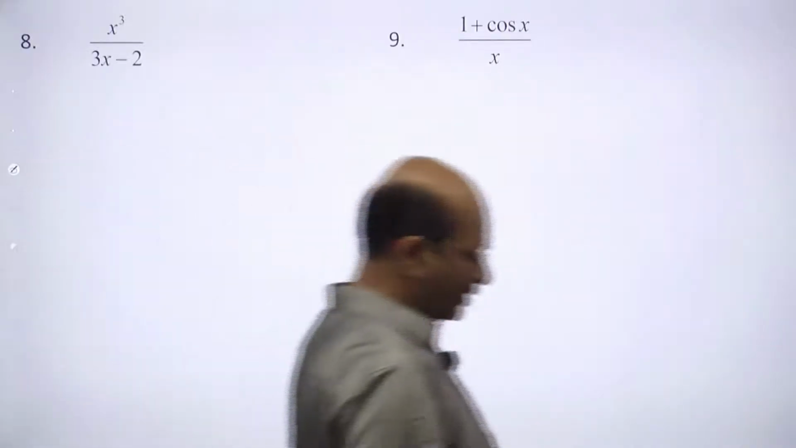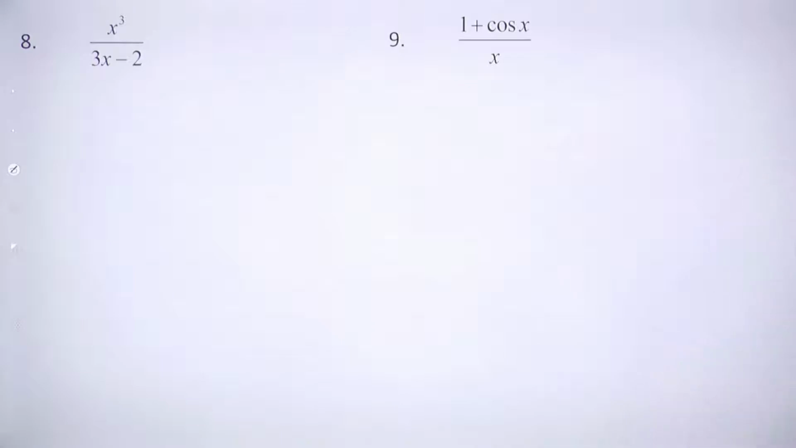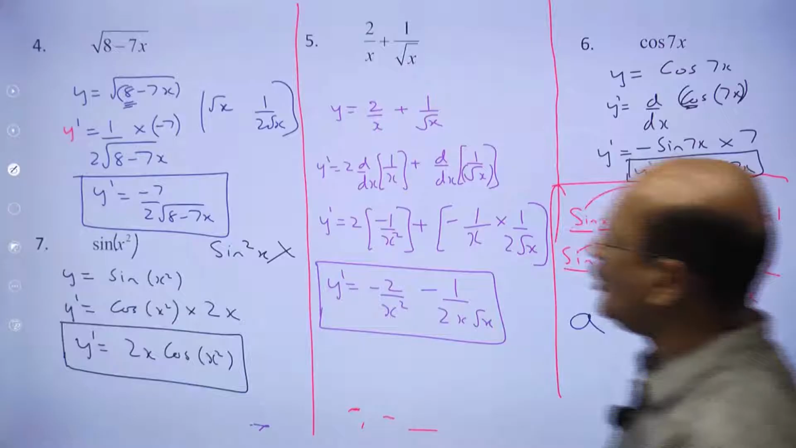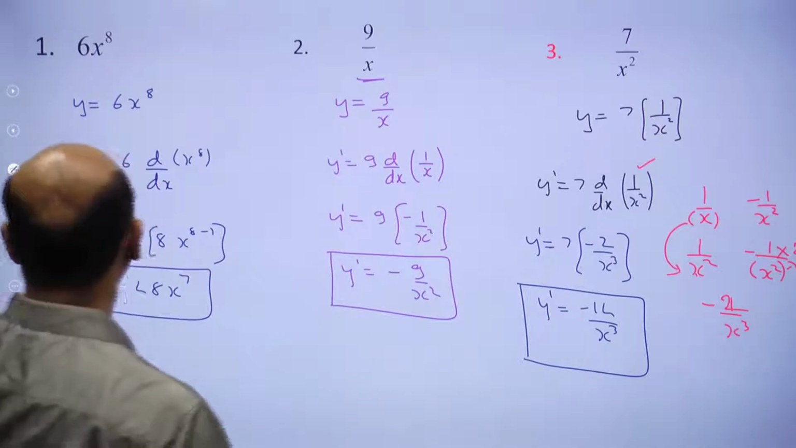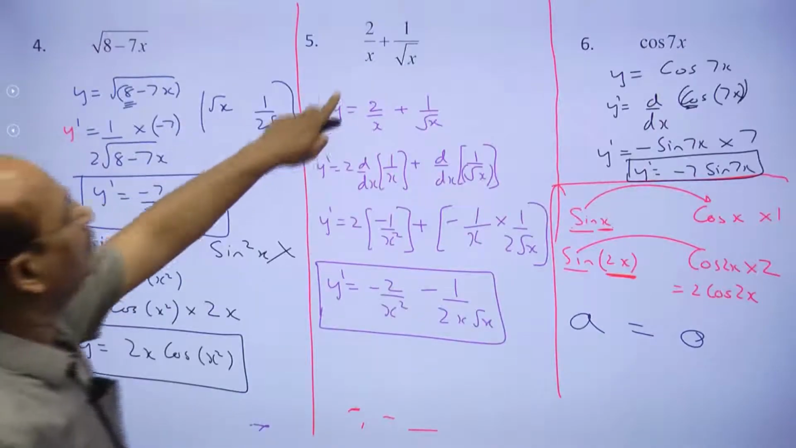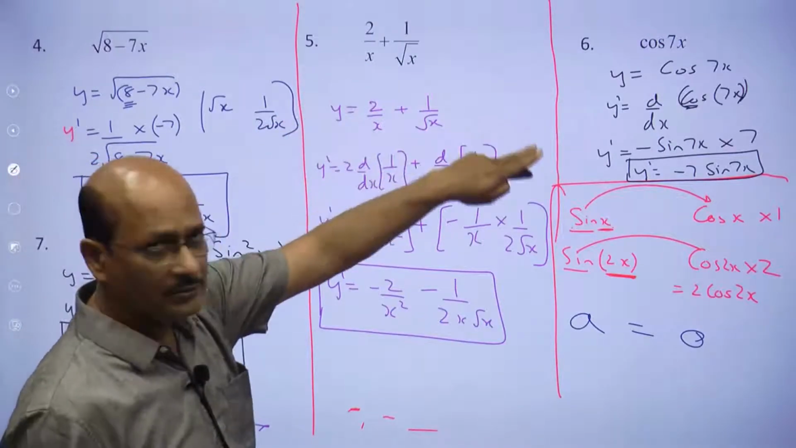Okay, great. Now here we go. There is a next example coming up here. x cube upon 3x minus 2, 1 plus cos x upon x. Now, if you look at all the previous sums, they had one term, plus or minus, and this thing.